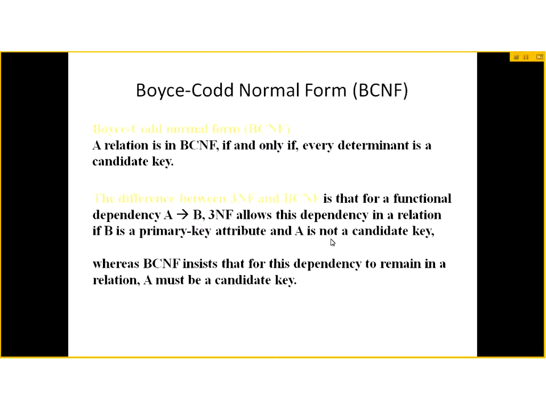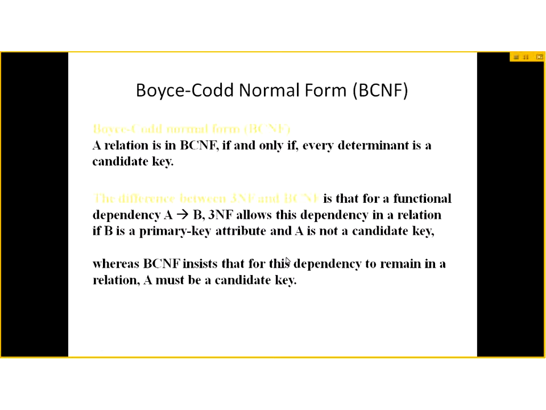So A is not a candidate key and B is the primary key, so every non-key attribute can depend on the primary key. If it is not, then there is a problem. So every non-key attribute is depending on the primary key. Whereas BCNF insists that for this dependency to remain in a relation, A must be a candidate key. This is the only difference between BCNF and 3NF.